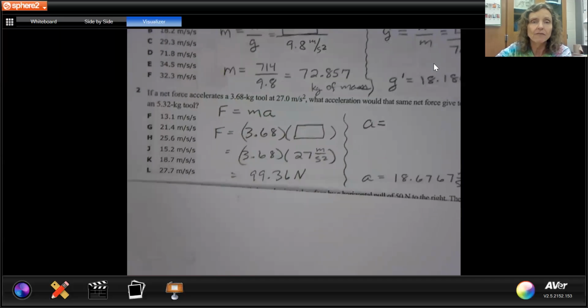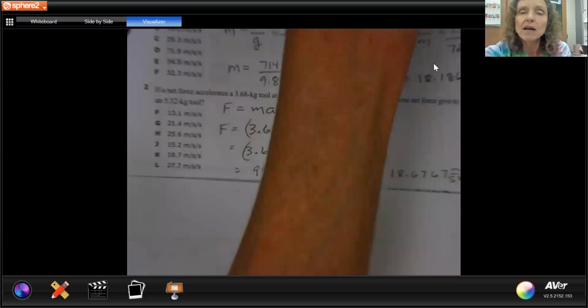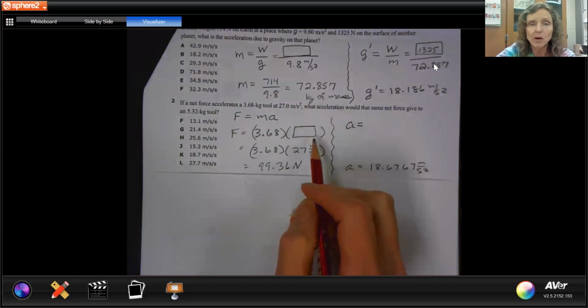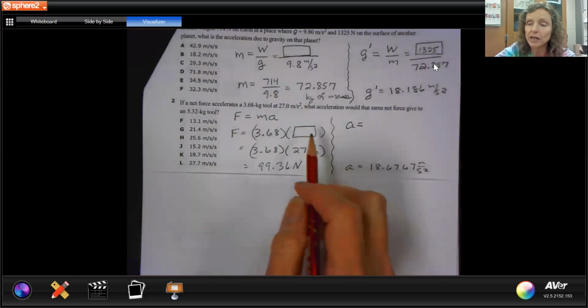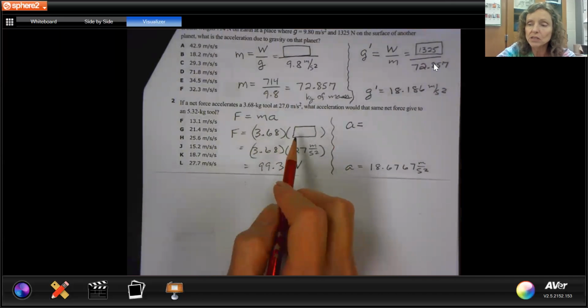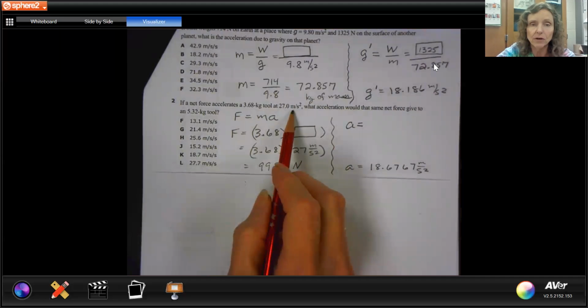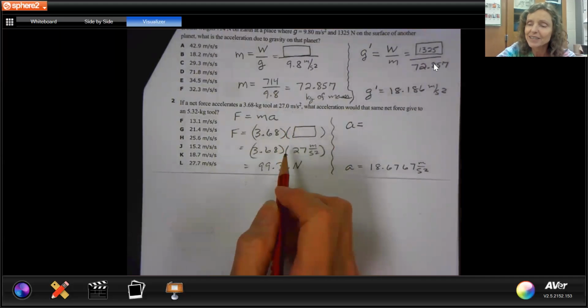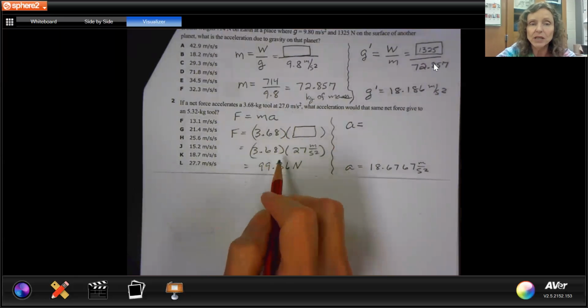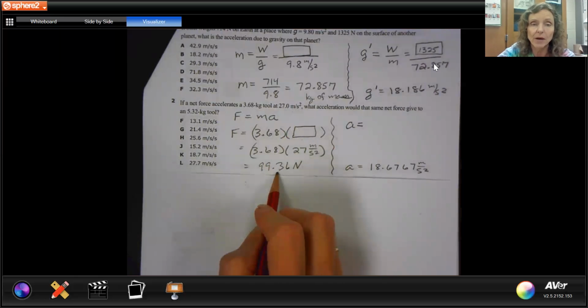Second question, I have a net force that accelerates a tool, and then I'm asked, what acceleration would the same force give to something with a different mass? So just like the last problem, I'm going to have two steps. So the first thing I'm going to do is figure out just how much force that is. So I put in the mass of the tool times the acceleration, and this varied from test or quiz to quiz. So in this case, it was 3.68 times 27 meters per second squared. So now I know how much force we're talking about.